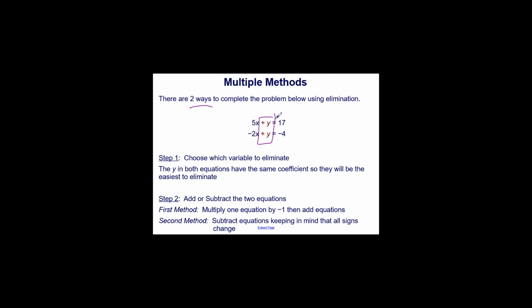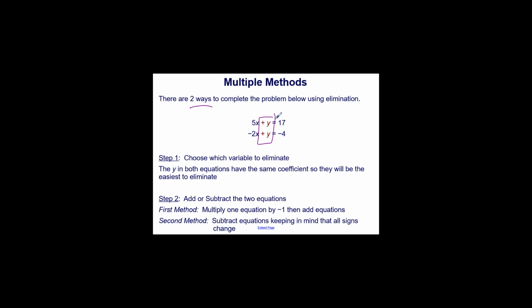The first method would be to multiply one equation by negative 1 and then add the equations. Think about it. If you multiply a coefficient by negative 1 and it was the same as the other coefficient, now you've created opposites, which allows you to add the equations. The second method would be to just subtract the equations, but you have to keep in mind that all the signs will change, because you're subtracting the coefficients and the terms. So you're taking the opposite of adding.